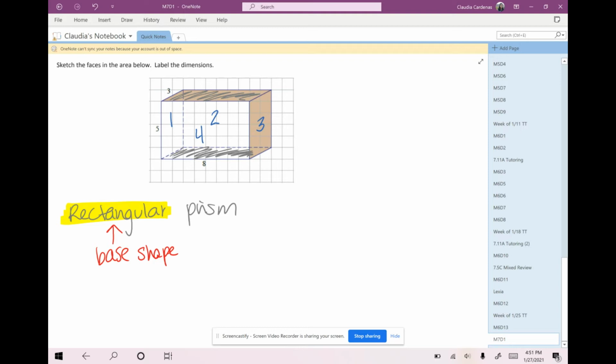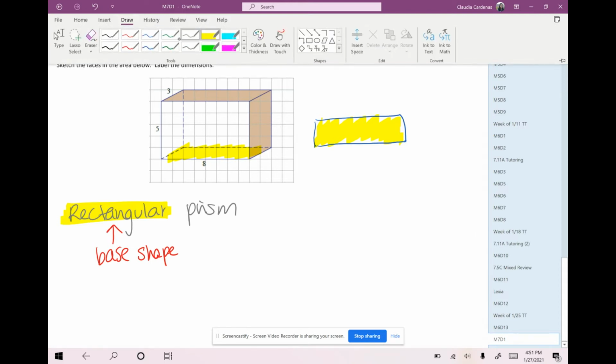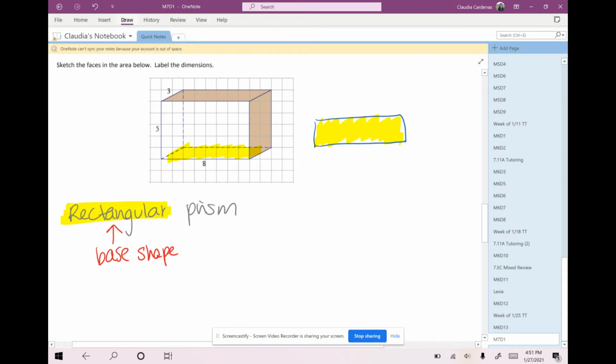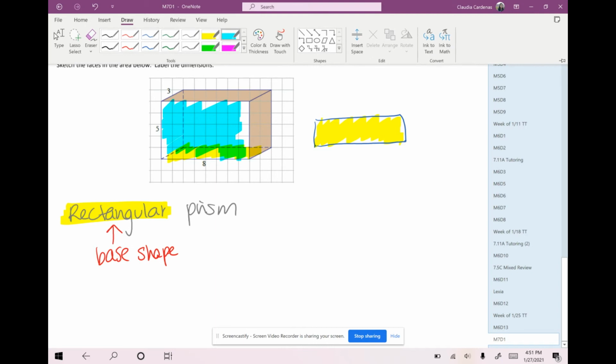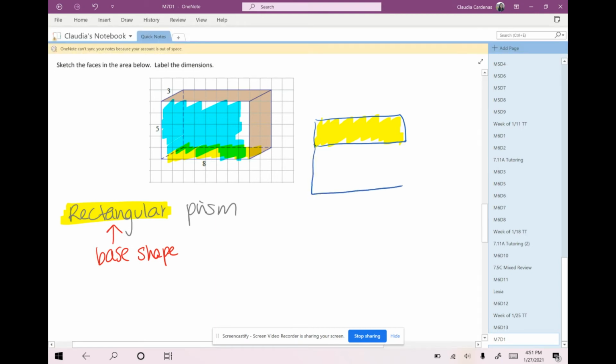So let's start breaking apart this shape. The first thing I like to do is start with the base. I know the base is a rectangle, so right now I'm going to clean up my shape so I can start highlighting. I'm going to start with this bottom piece, which I have drawn here in yellow. Now I will break apart the front piece. I see that the front piece is this part in blue, so it's a little bit wider. So here's the bottom, here's the front.